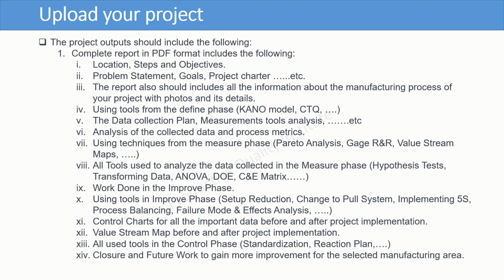Work done in the improve phase. Using tools in improve phase, setup reduction, change to pull system, implementing 5S, process balancing, failure mode and effects analysis, etc. Control charts for all the important data, before and after project implementation. Value stream map, before and after project implementation. All used tools in the control phase, standardization, reaction plan, etc. Closure and future work, to gain more improvement, for the selected manufacturing area.